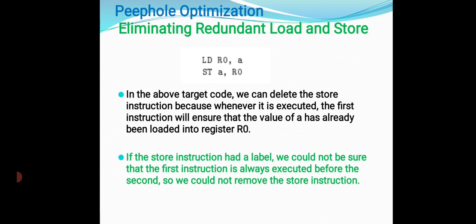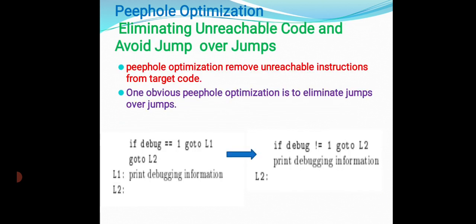So we can skip the second instruction and optimize the code. Next technique is eliminating unreachable code and avoiding jump over jumps. When the intermediate code is generated by the compiler, lots of jumps are used, and jumps are not preferred in the target code. So we must avoid the jumps for the optimization of code.